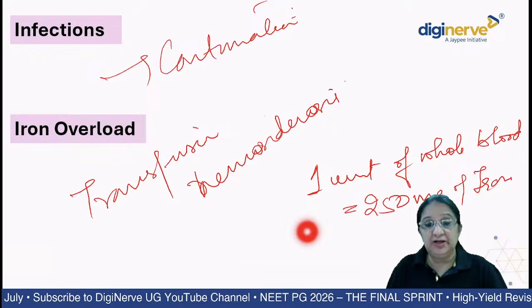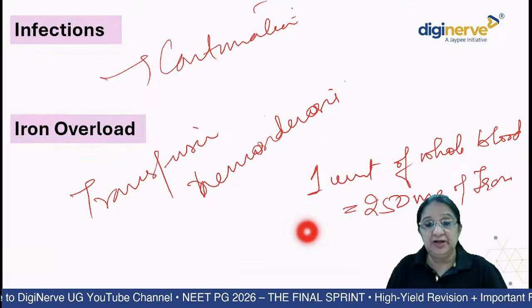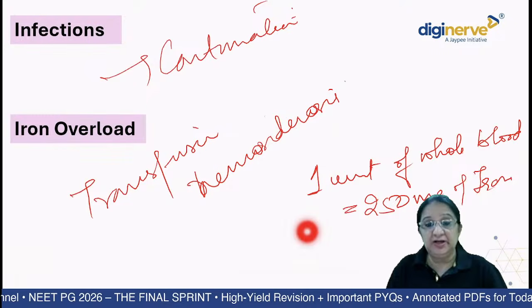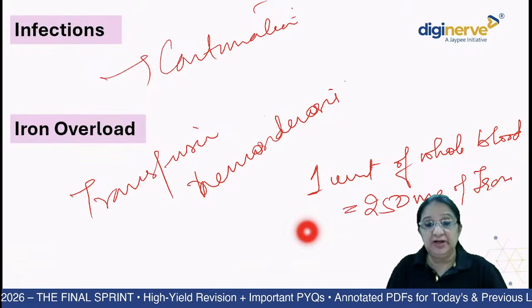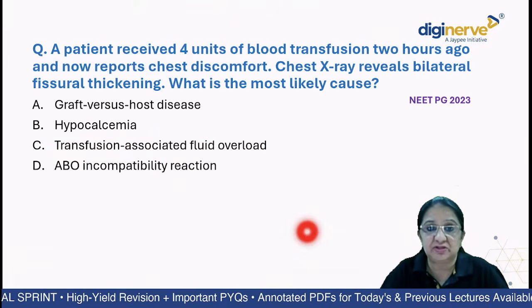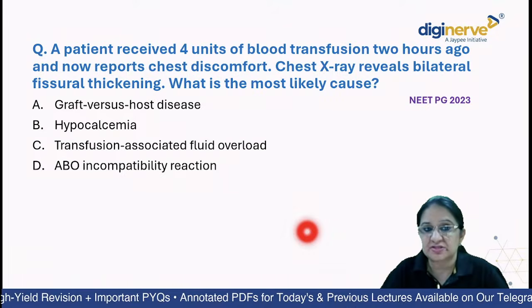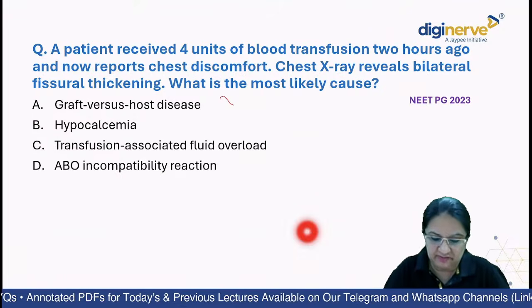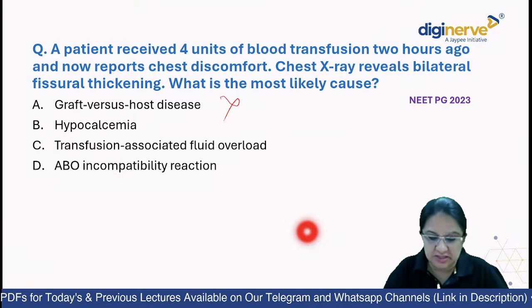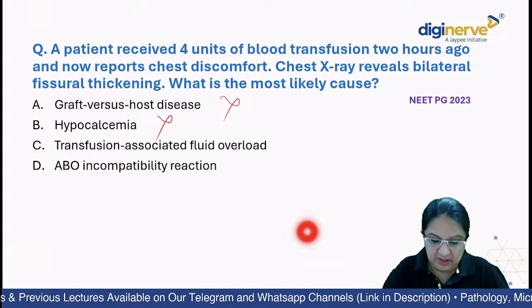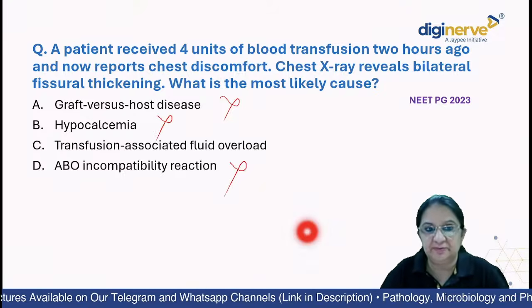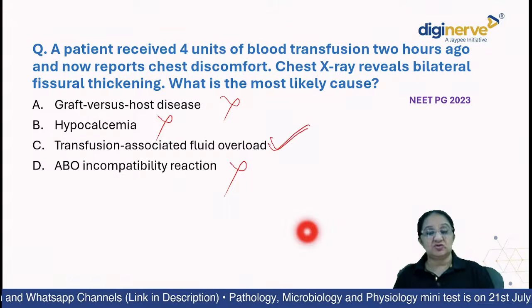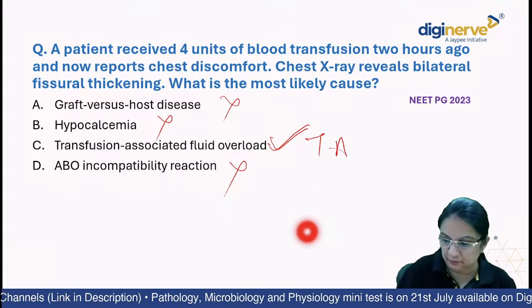Okay, a very important question. A patient received 4 units of blood transfusion 2 hours ago. Now the patient reports chest discomfort. Chest X-ray reveals bilateral fissural thickening. What is the most common cause? The most common cause here would not be graft versus host disease, that is not seen in 2 hours. Hypocalcemia, again, no. An ABO incompatibility reaction will not present with fissural thickening. So the correct answer here is transfusion associated circulatory overload, or TACO.